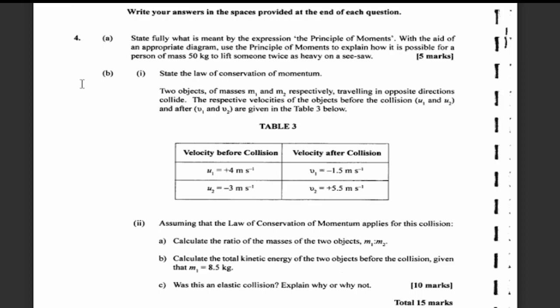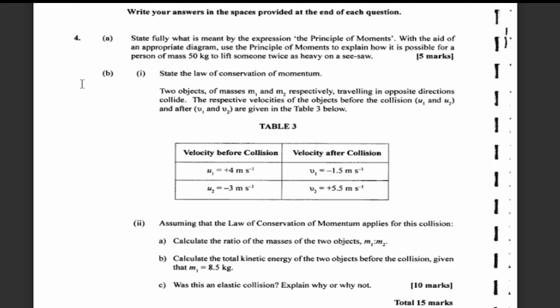First thing the question asks us to do is state fully what is meant by the expression, the principle of moments. Then it asks us, with the aid of an appropriate diagram, use the principle of moments to explain how it is possible for a person of mass 50 kilograms to lift someone twice as heavy on a seesaw.